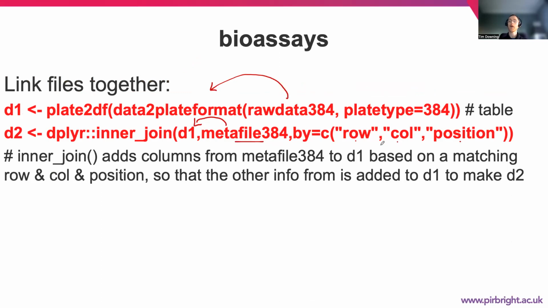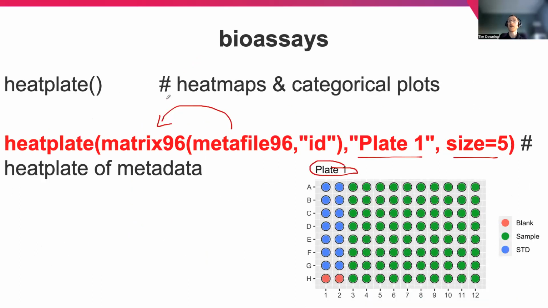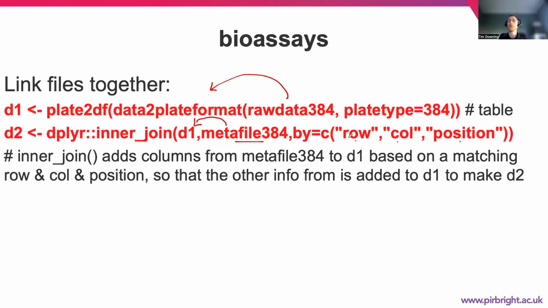Those corresponding column names that we had before, row, col, and position, have to be in both files, and they have to be with those exact labels. You can change them to different names, but they have to correspond between the different data names. And what we're using here is the dplyr function inner join to join these together. So we're saying by row, column, and position.